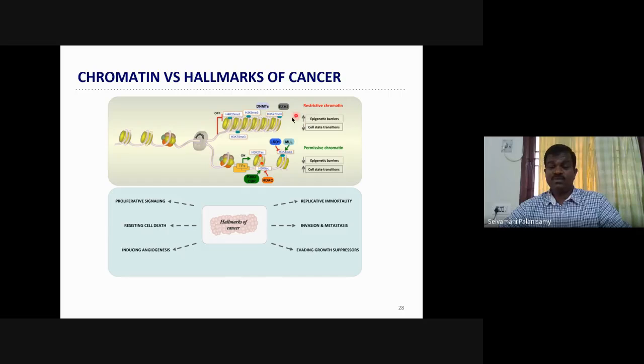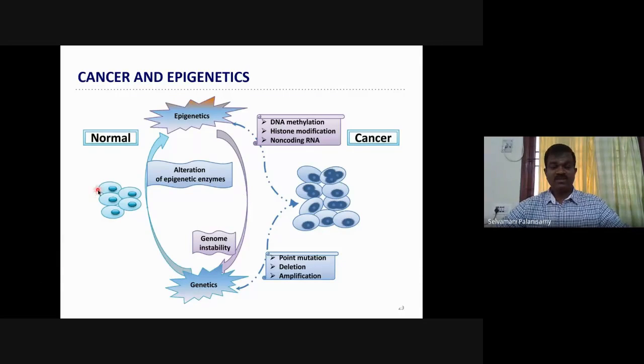So here the epigenetic barriers are more, meaning the practice, the health or the memory that we have derived from the parents, our own lifestyle, the health status and the habit, even yoga, prevents changes. But here, when it is exposed, the epigenetic barriers are very, very less, and there is a chance of cell state transitions. And this leads to cancer, with the hallmarks of cancer: replicative immortality, it continues to divide; it invades and metastasizes; evading growth suppressors; inducing angiogenesis; resisting cell death; and proliferative signaling. So this is the relationship between epigenetics and cancer. The normal cells were here, they underwent epigenetic changes, and it causes cancer.